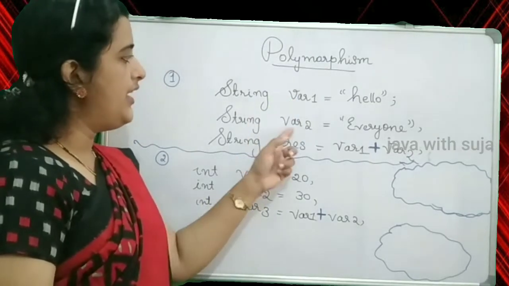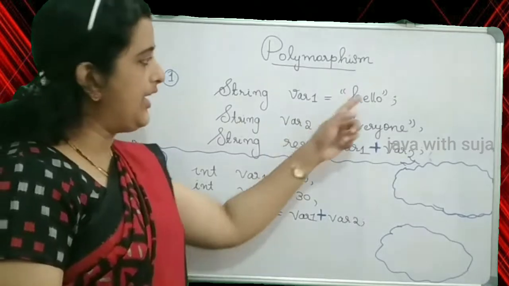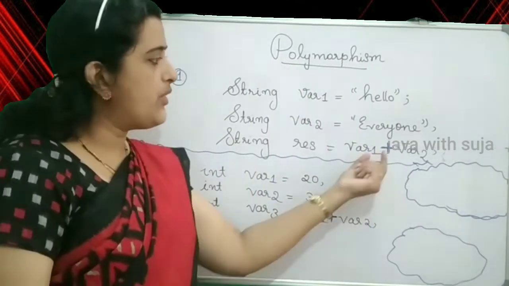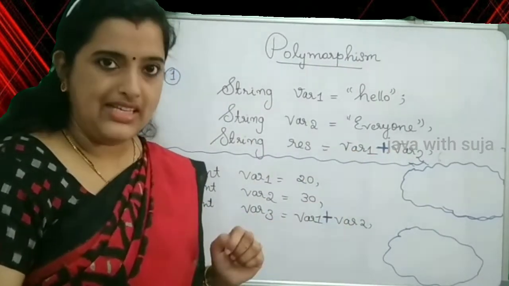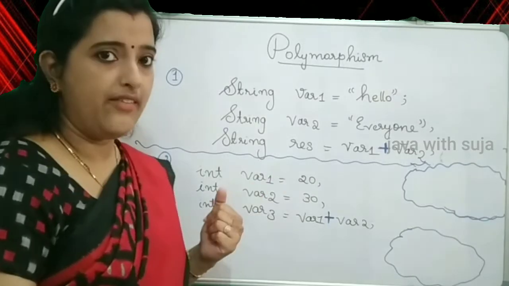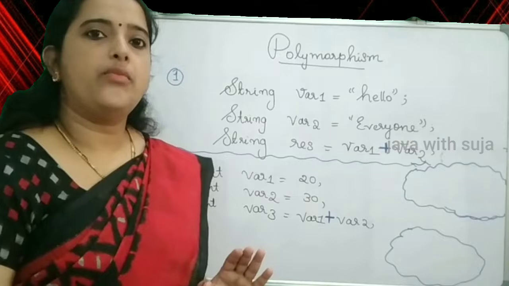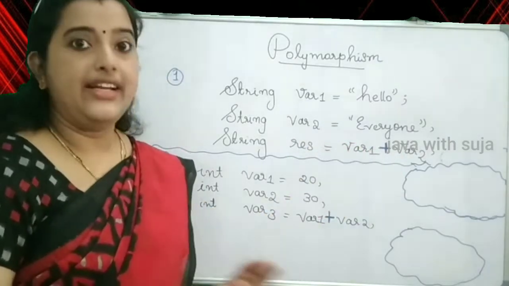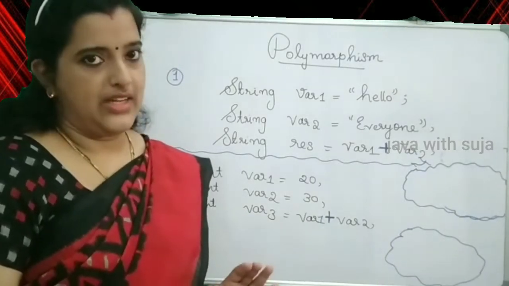In the first example I have given two string variables, var1 and var2, which contain the values hello and everyone respectively. In between these two variables I have used the plus operator. Normally, in maths, we use the plus operator to add two values, but as these two are strings, addition will not take place. Instead, concatenation will take place.